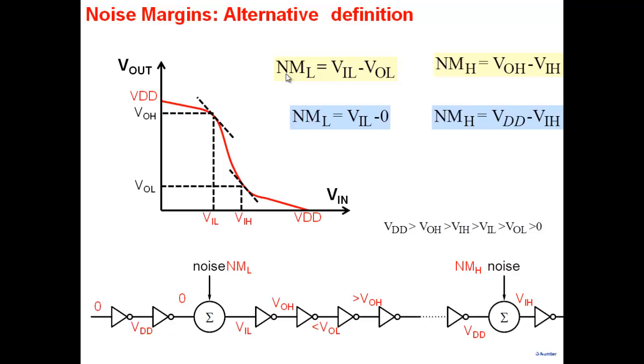So this is the rigorous way of defining noise margin, NML and NMH. It is also very common that people calculate VIL and VIH like this, but they define NML as VIL minus 0 and NMH as VDD minus VIH. Okay, so let's stop here. Next time we'll look at the examples.